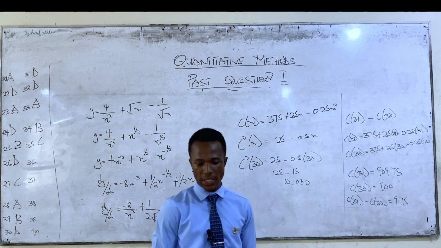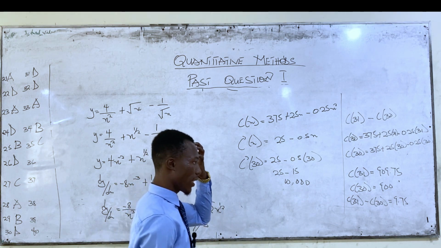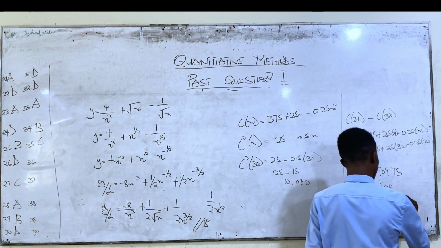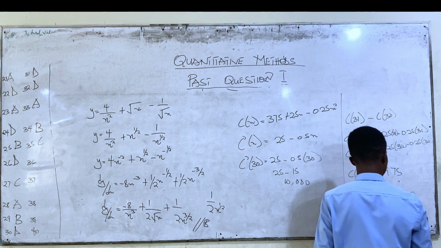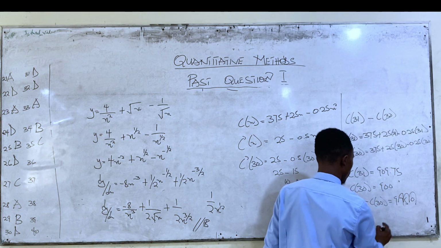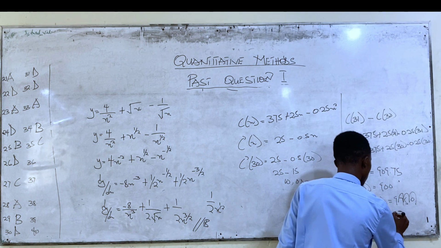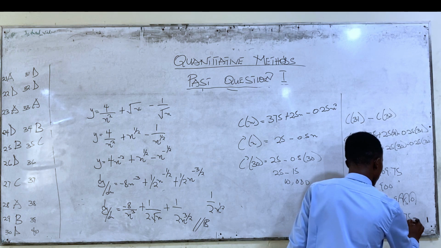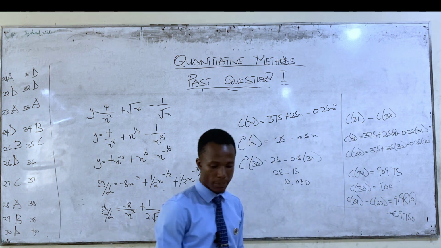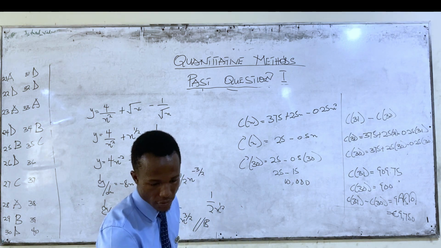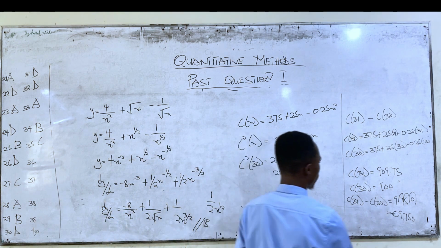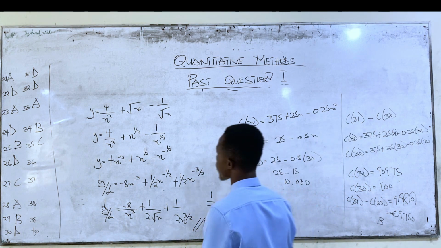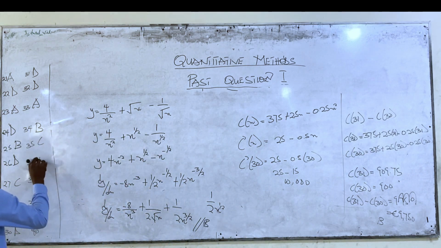Now everything is in thousands, so you just multiply it by 1,000. So your final answer is going to be in euros: 9,750 euros. And that is option B for question 36.